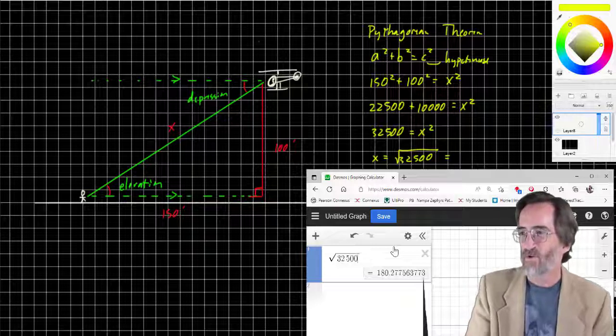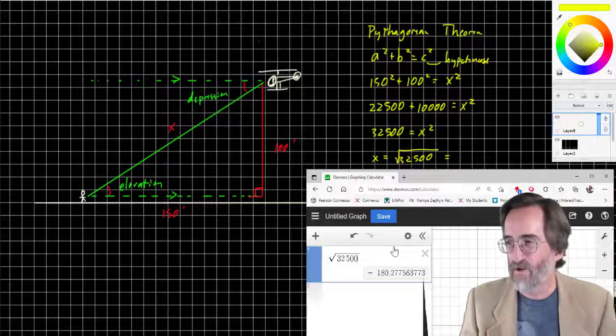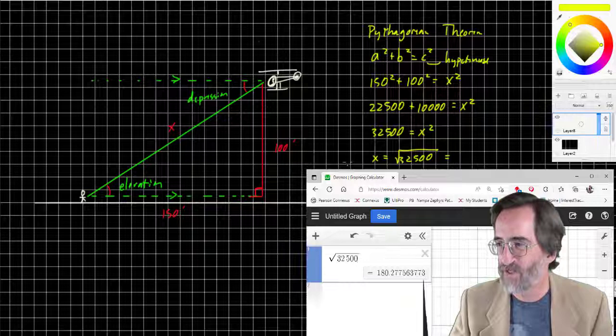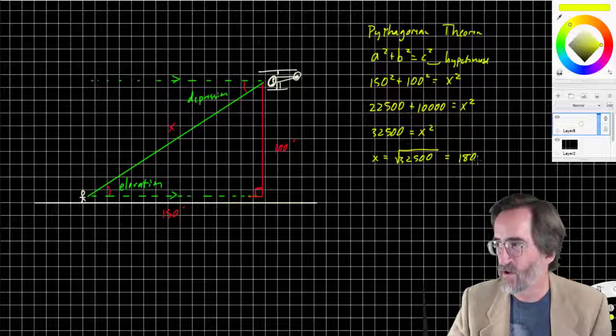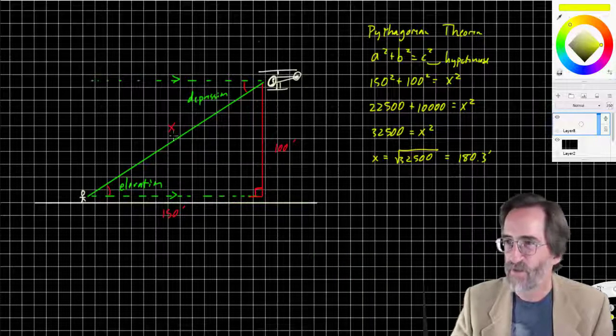Okay. And so we're going to do square root, SQRT, and we're going to do 32,500. Okay. So 180 point, and if I go to the tenths place, 277, so the tenths place would be 3 because the 2 rounds up. 180.3 feet.